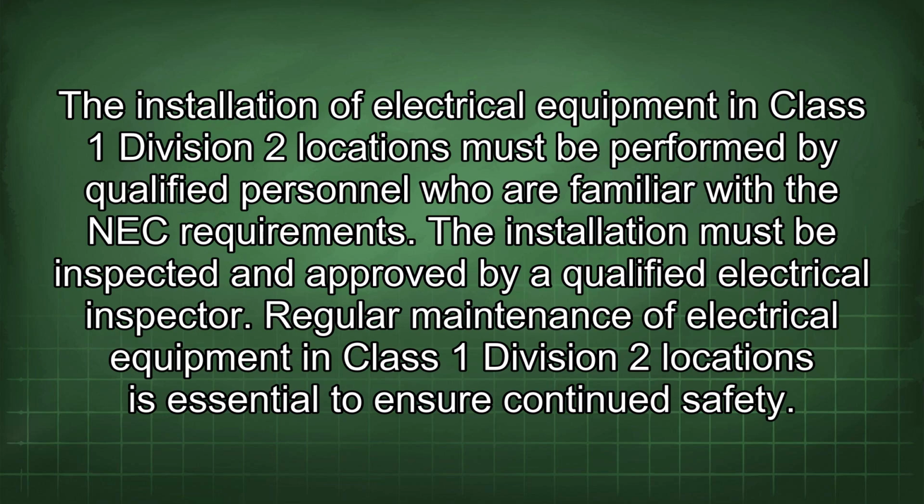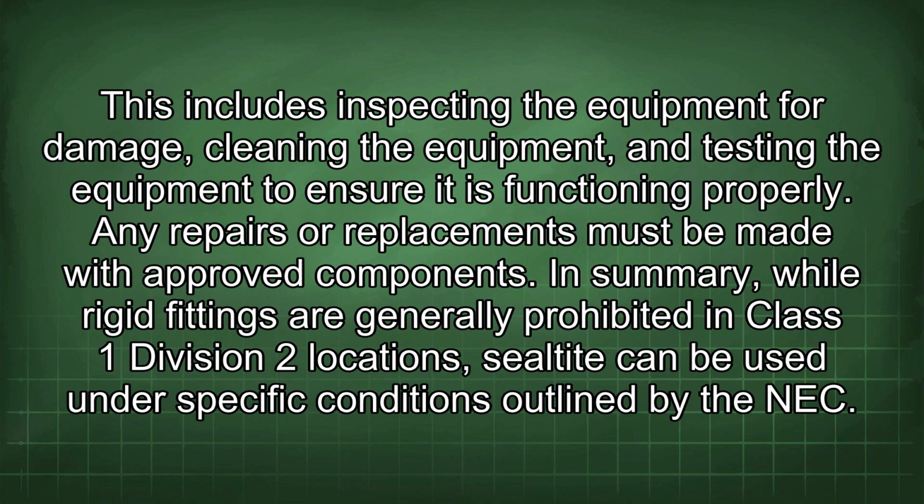The installation of electrical equipment in Class 1 Division 2 locations must be performed by qualified personnel who are familiar with the NEC requirements. The installation must be inspected and approved by a qualified electrical inspector. Regular maintenance of electrical equipment in Class 1 Division 2 locations is essential to ensure continued safety. This includes inspecting the equipment for damage, cleaning the equipment, and testing the equipment to ensure it is functioning properly. Any repairs or replacements must be made with approved components.